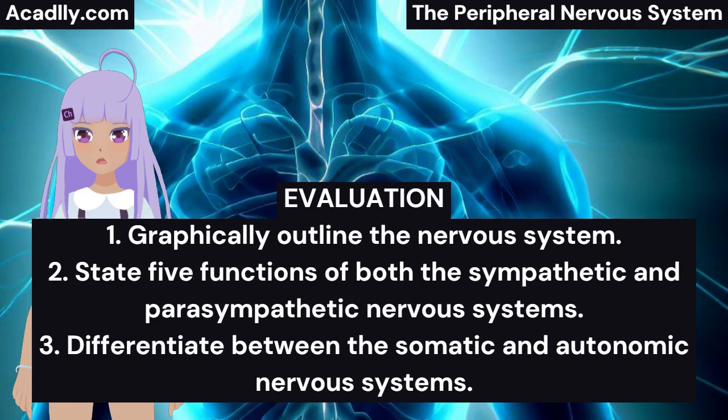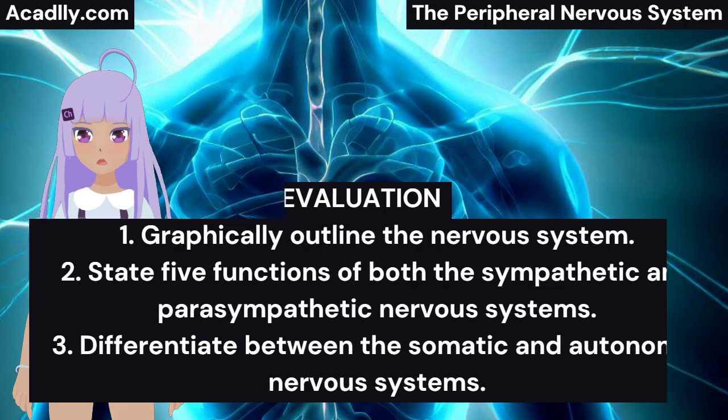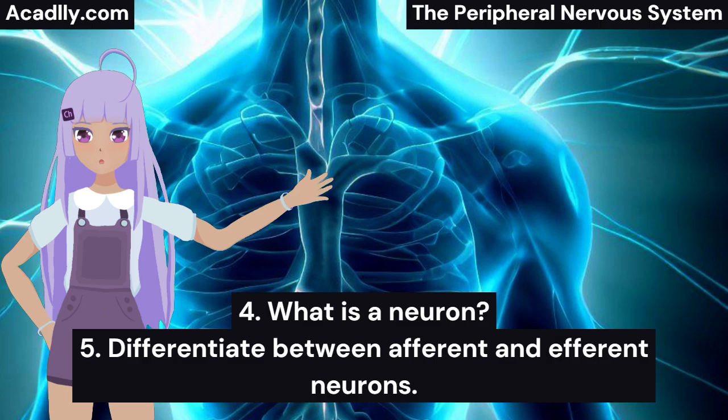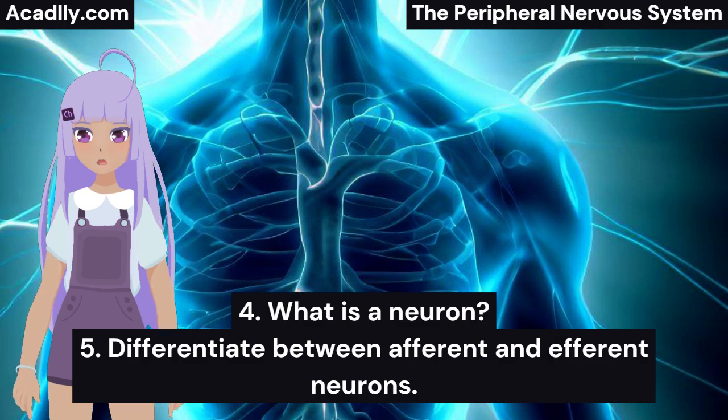Evaluation. 1. Graphically outline the nervous system. 2. State 5 functions of both the sympathetic and parasympathetic nervous systems. 3. Differentiate between the somatic and autonomic nervous systems. 4. What is a neuron? 5. Differentiate between afferent and efferent neurons.